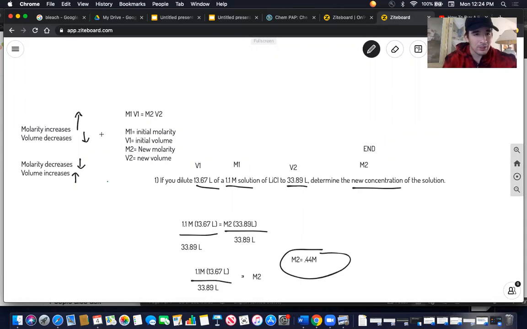So if I want to check my work, I can look at these little trends over here. I increased the volume, so that means my molarity had to have decreased. So if I look at my M1, and my M2 is smaller, that means I probably did it right. Because look here, my volume increased from V1 to V2. If my volume is increasing, my molarity is going to decrease, as we can see in this trend over here. So I went from 1.1 to 0.44, which means I probably did it right. That's a good way to check it.